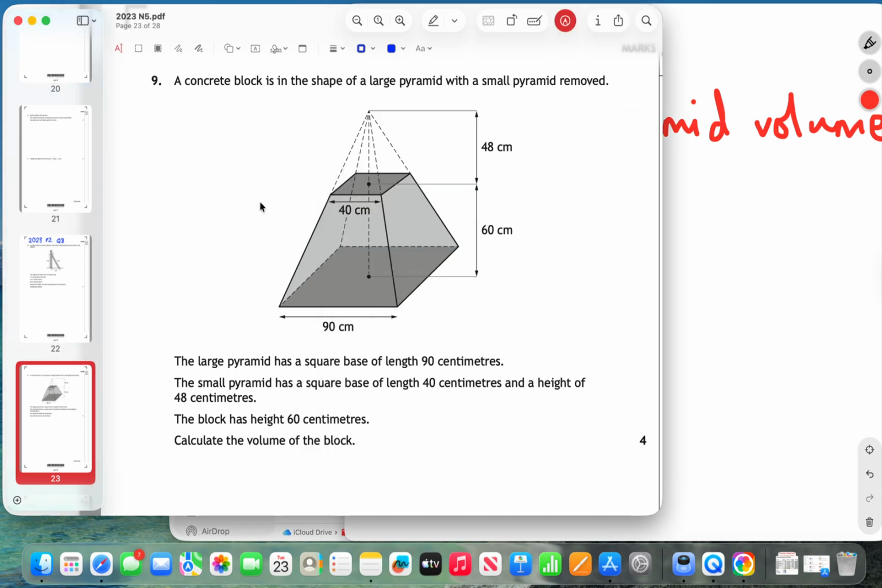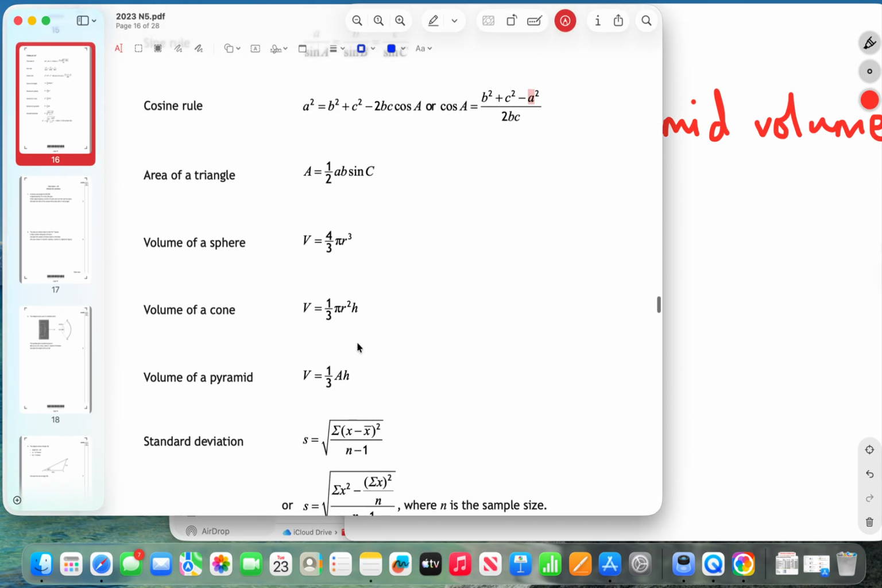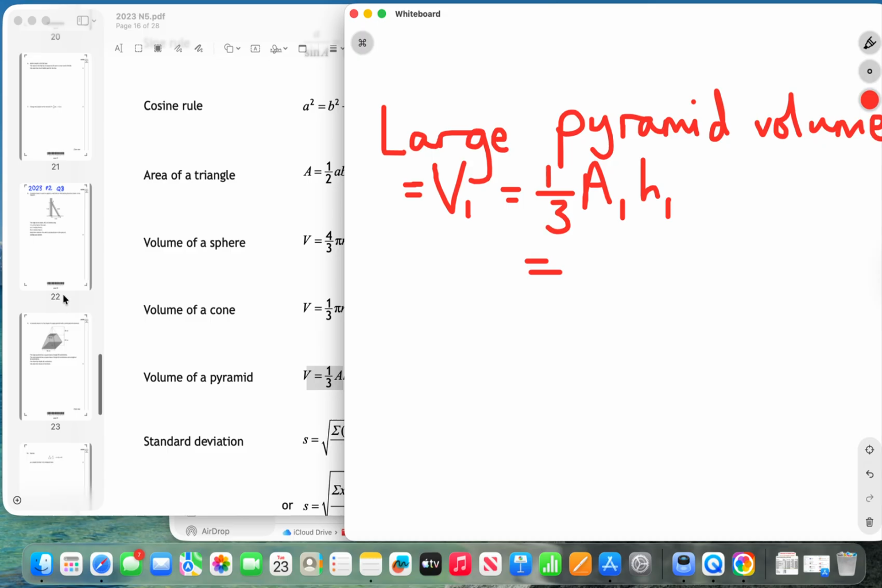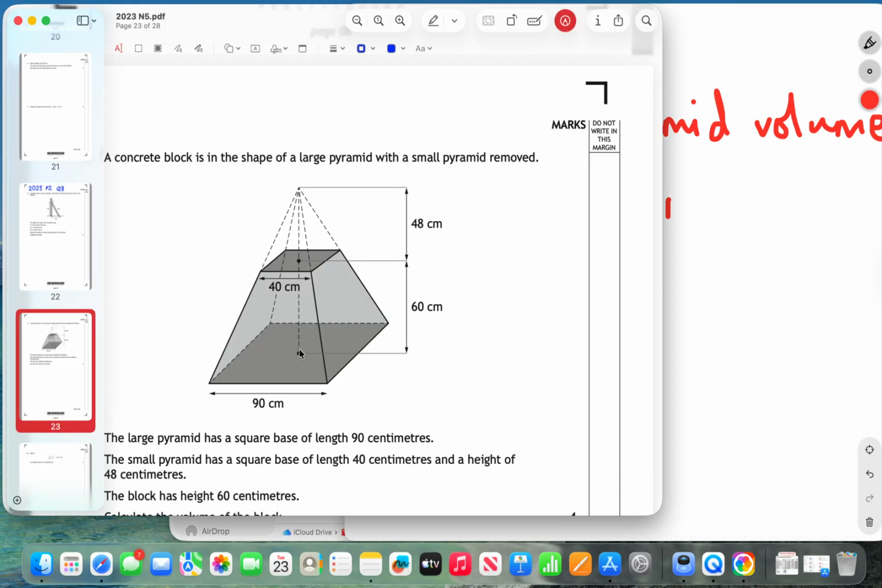And the formula which you're given on the sheet is 1/3 times capital A times H. We're going to make this A1 and H1 because there's a lot of dimensions. So we then have to find the volume of the small pyramid. So we then are going to use A2 and H2 later on. So we're going to call these A1 and H1 to avoid any confusion. All will make sense later.